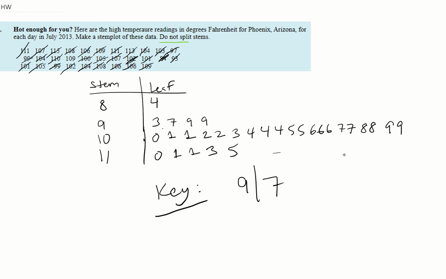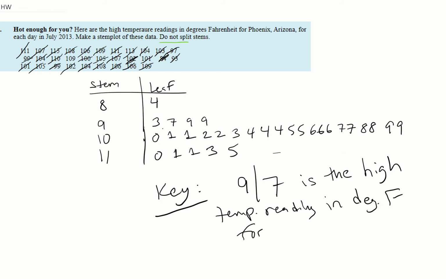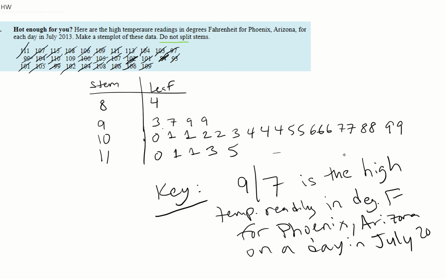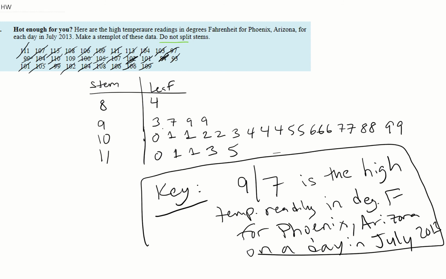So 9 and 7 is the high temperature reading in degrees Fahrenheit for Phoenix, Arizona on a day in July of 2013. Okay, so just include a description there.